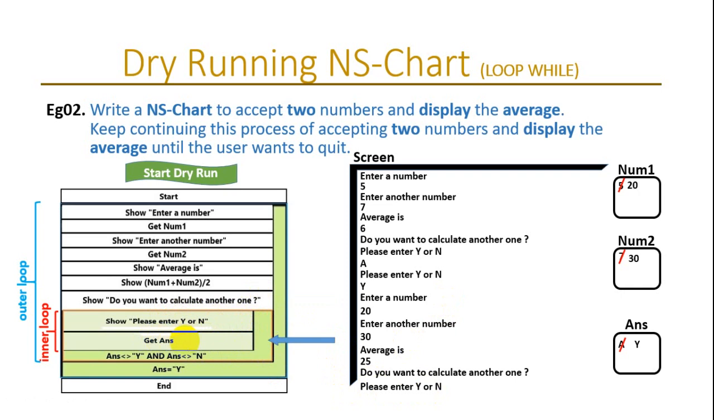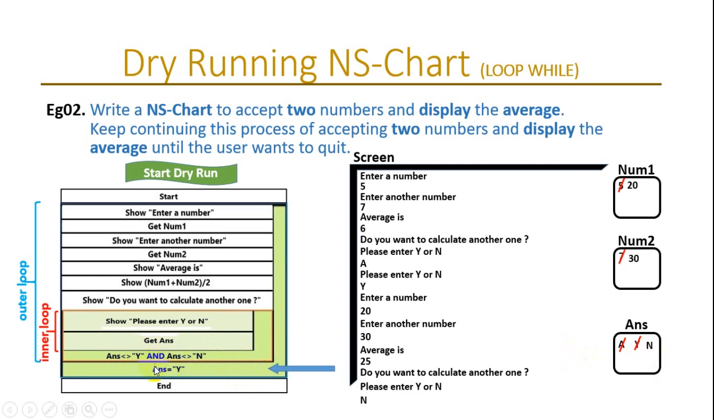So this time let's type in, okay, we are done. We don't want to repeat anymore. So I put n. N will be taken by ans. So this will become n, right? Then you go to the condition here. Ans not equal to y, true, right? N, this is true, and ans not equal to n, that is false. It is n. So true and false is false. Because this is false, it will come out of the loop to the next line.